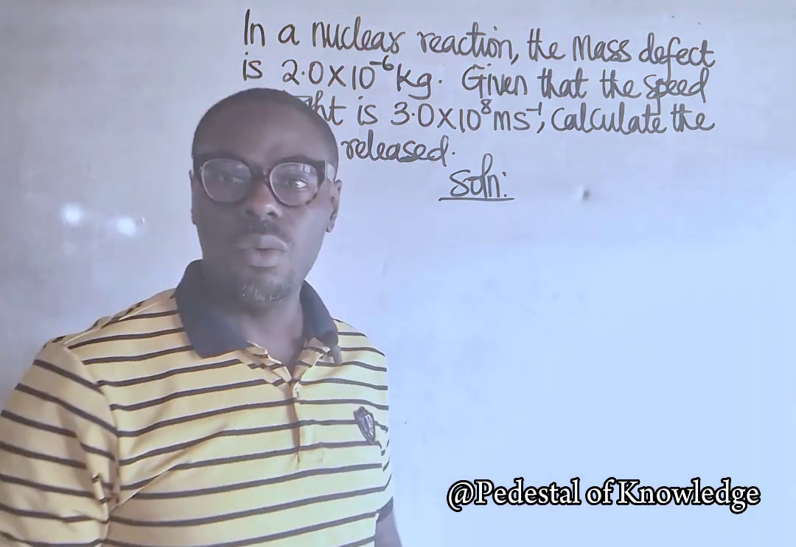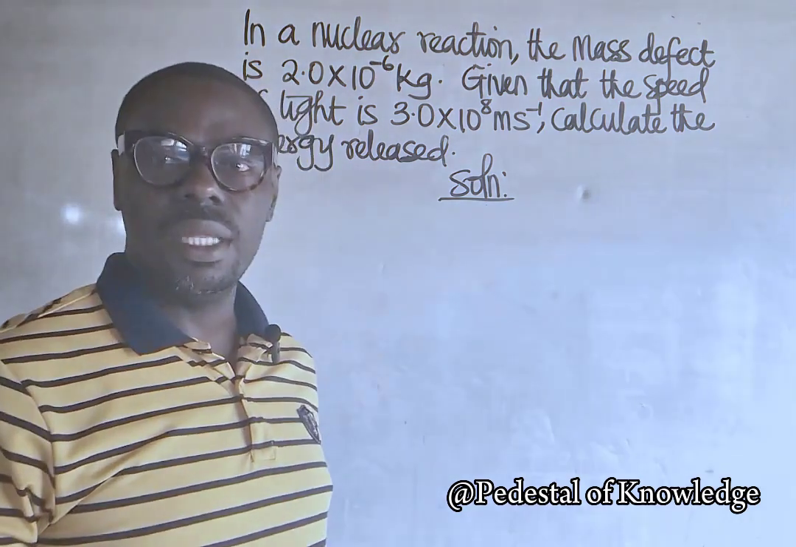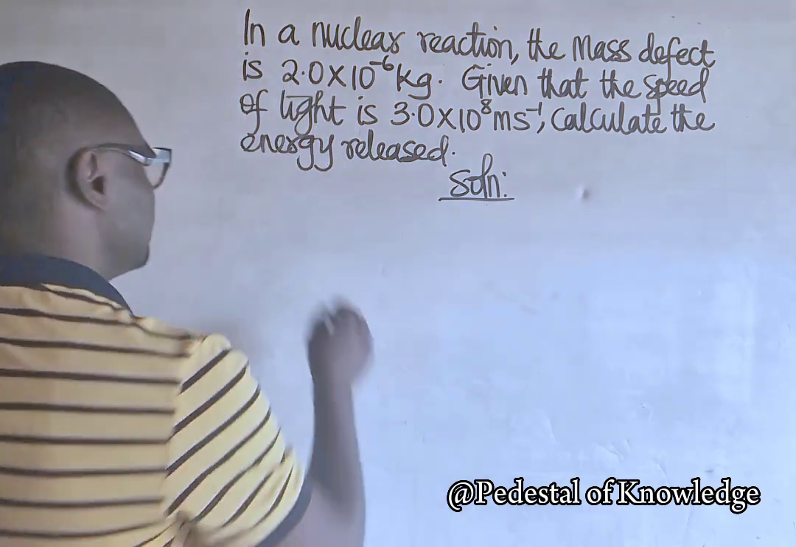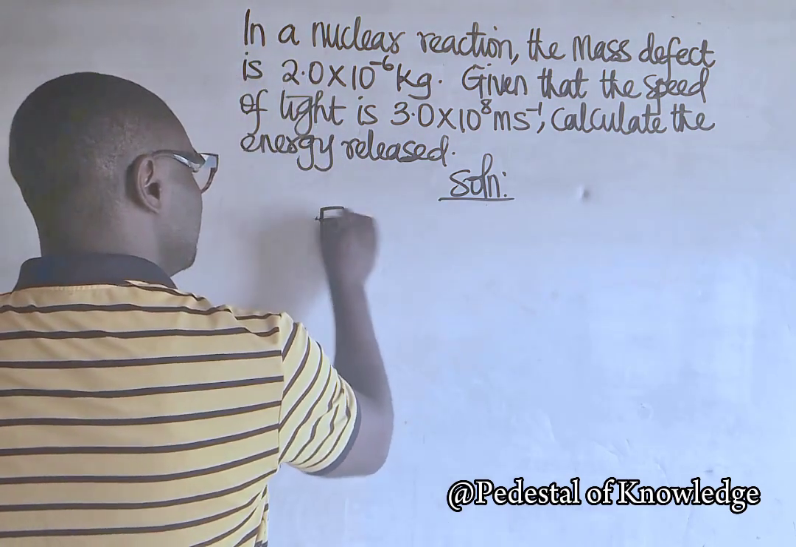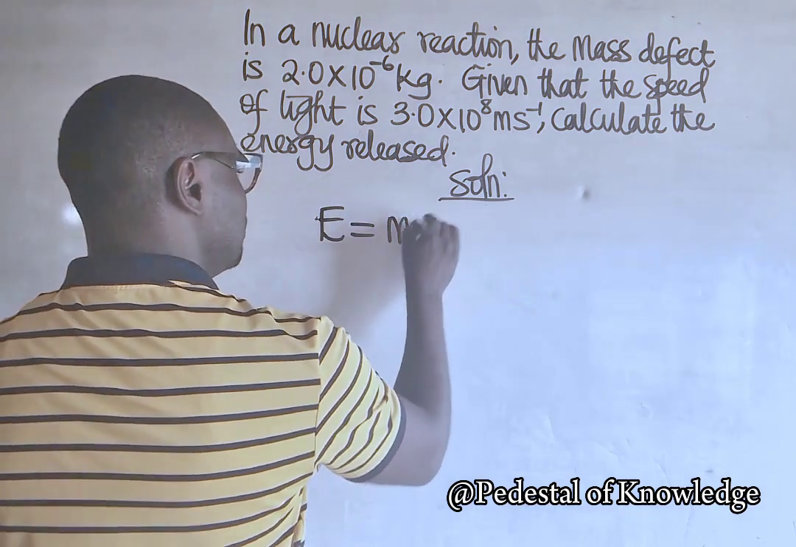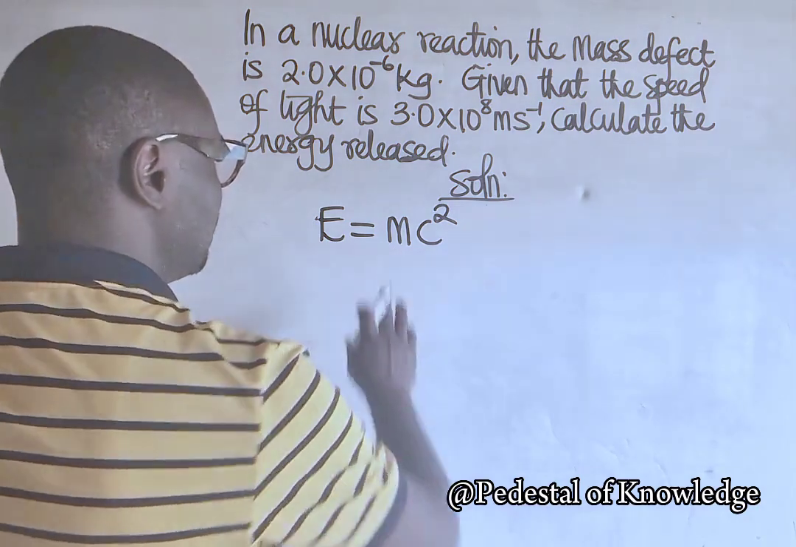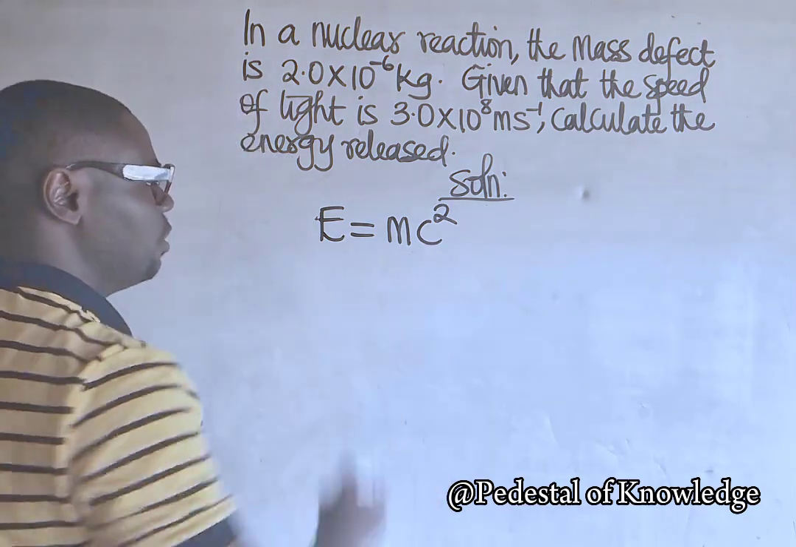Alright, now what we are going to do is to engage Einstein's theory of special relativity. And that equation states that E is equal to mc squared, where E is the energy released, m is the mass defect, and c is the speed of light.